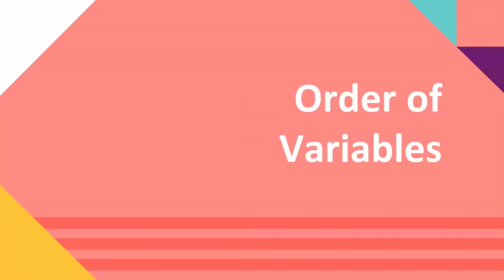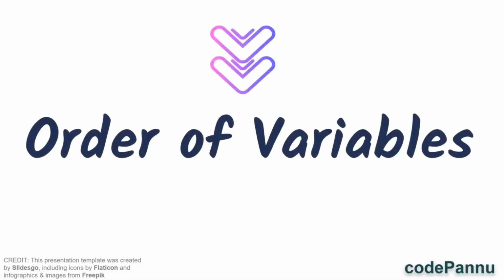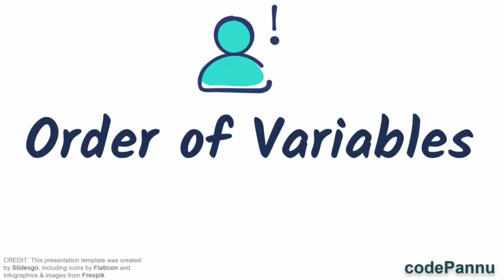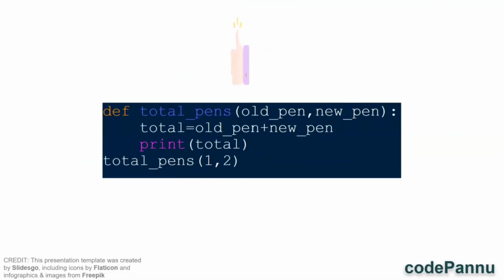Order of variables. Hi! In this video, I'm going to explain about the order of the variables in the function definition. The order of the variables is important to remember to get the correct output. To understand it easily, let us take the same example of old pen and new pen.